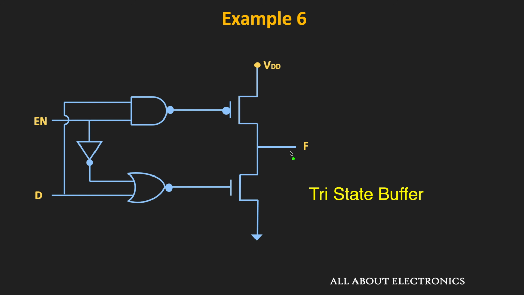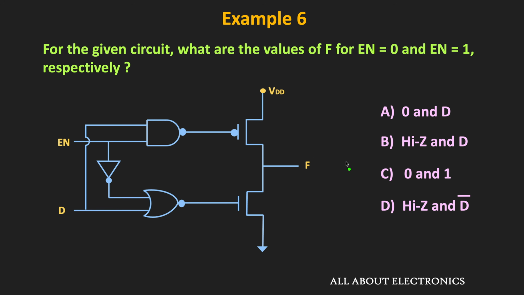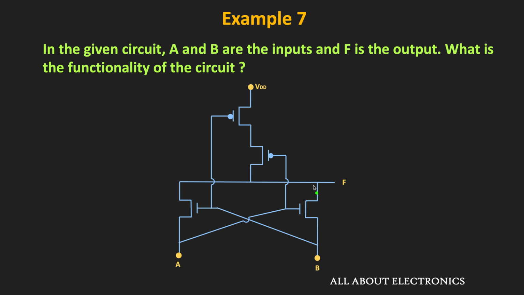That means whenever the enable input is equal to 0, then it will remain in the high impedance mode. And whenever this enable input is equal to 1, then the output will be same as the input. That means for the given question, this B is the correct answer. Alright, so now let us move to the next example.